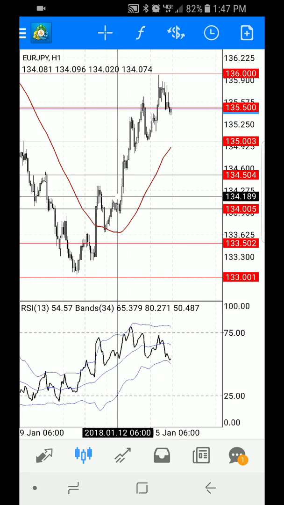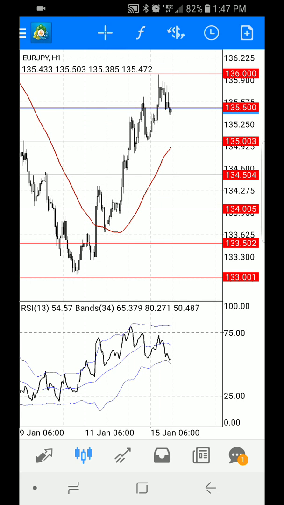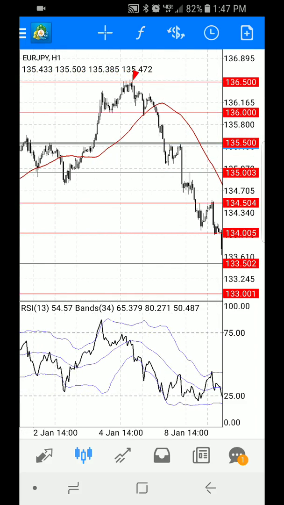So I'm going to show you how to use these psychological levels. Here's what you're going to be doing in a nutshell. You're going to be waiting for a divergent move to occur at one of these psychological levels. I'm going to walk you through an example.